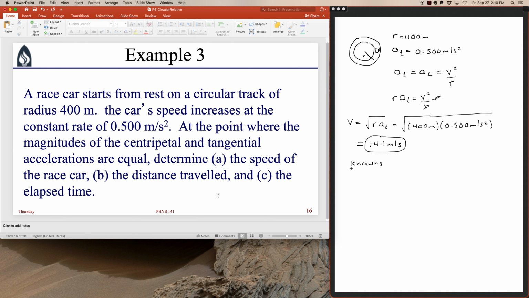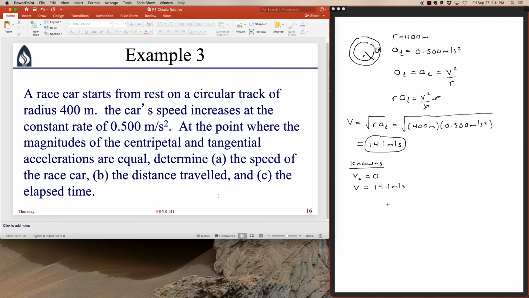Well, one thing I know is that the car started at rest. So the initial velocity is 0, and I know the final velocity because I'm interested in how far the car went from when it was at rest to when it achieved this final velocity. So that would be 14.1 meters per second.